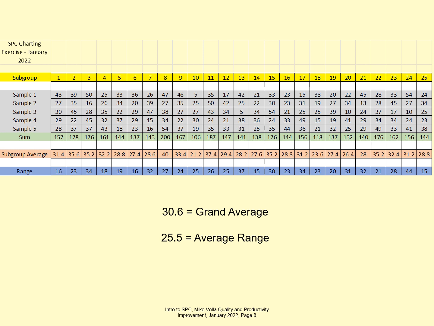So if you go across and add up each one of the subgroup averages and divide by 25, it's called the grand average. It's the average of the averages, and that is 30.6. And if you add up all the ranges and divide by 25, it becomes 25.5. That's the average range. We'll be using those numbers in our further calculations of the control limits and our estimates of the process standard deviation.